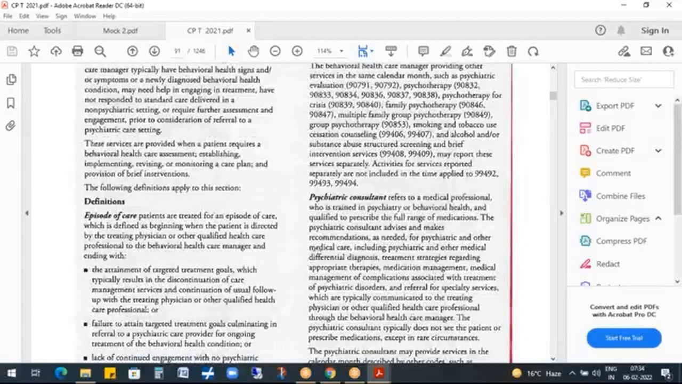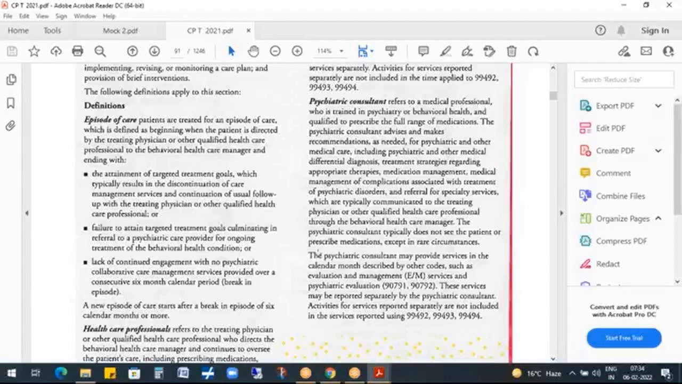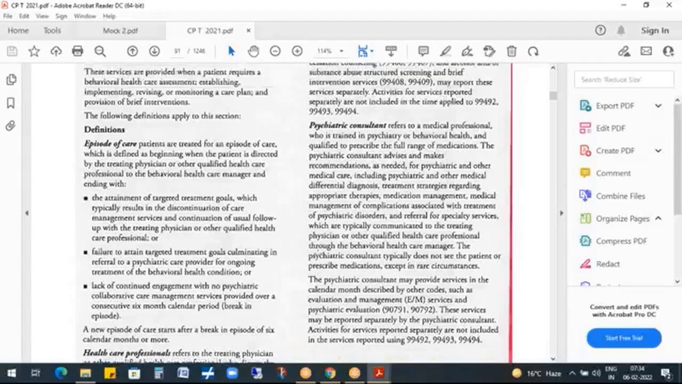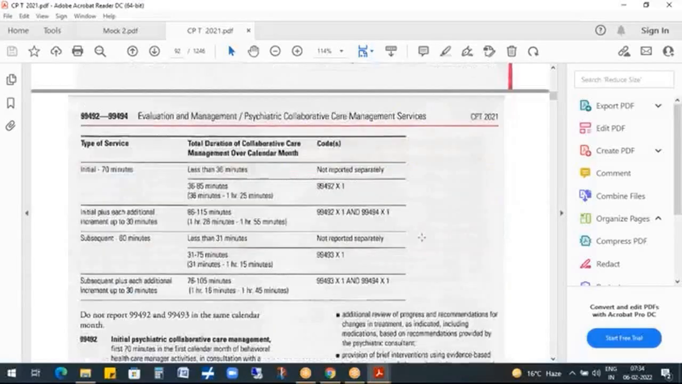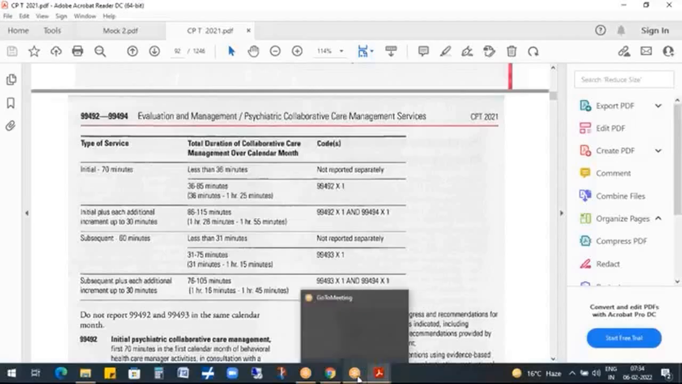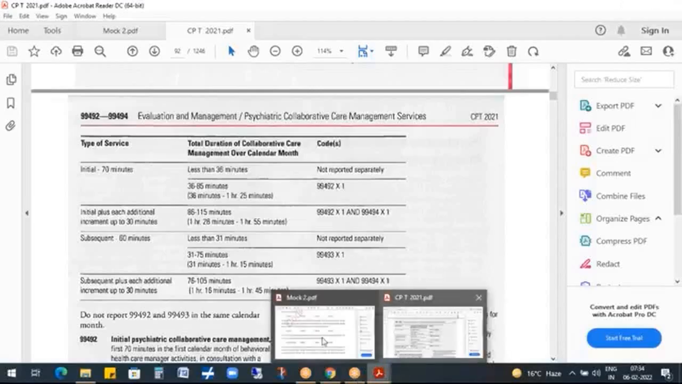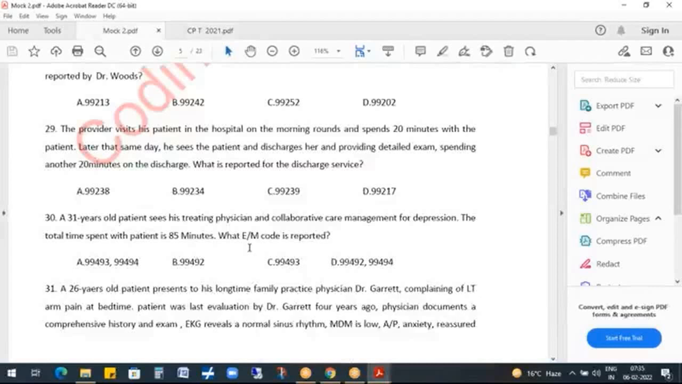See, they need to document in the same calendar month. Understood? These services will be reported for the calendar month. The codes are not based on new patient and established patient. It is not like that. It is based on initial and subsequent visit. Within a particular period of time, if he is coming for the second time, you can say it is a subsequent visit.